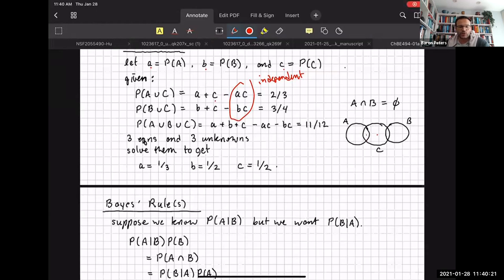So this is three equations, three unknowns, and I won't go through the algebra to solve these, but you get that A is 1/3, B is 1/2, and C is 1/2.